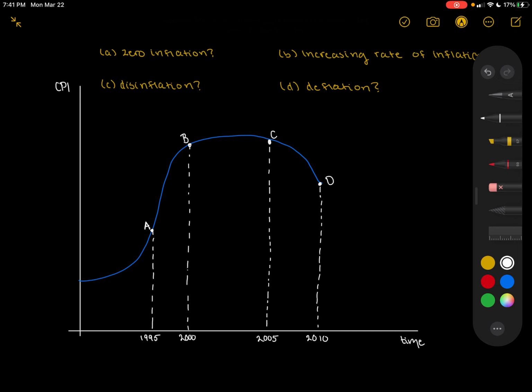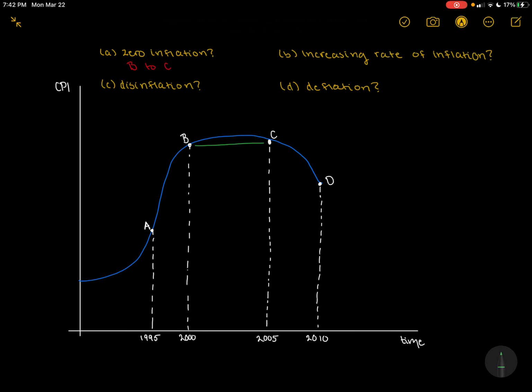So based upon this graph, it looks as though we'd want to find where the CPI has remained constant, and that appears to exist between points B and C, right? That appears to be fairly level, so we could probably conclude that we had zero inflation from point B to point C.